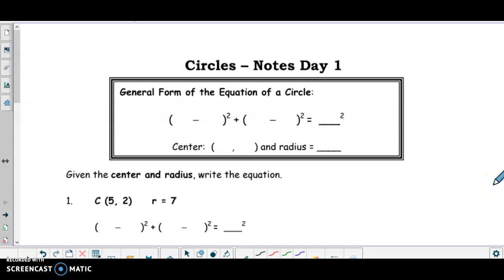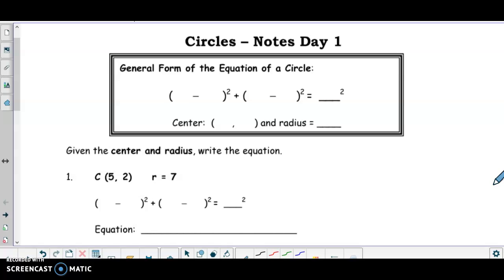Today we're going to get into a little bit of geometry as an intro piece since we're done with quadratics. We're going to talk about how to write the equation of a circle. So the general form of a circle, or standard form, is (x minus h) quantity squared plus (y minus k) quantity squared is equal to r squared, where our center is that (h, k) and our radius is r.